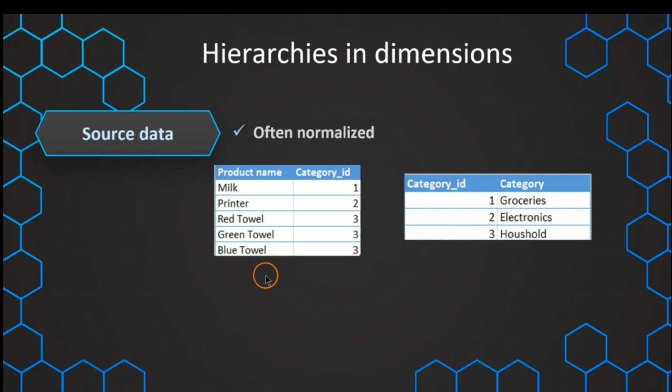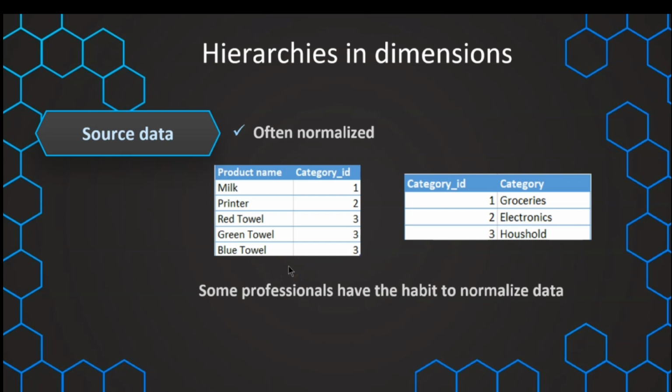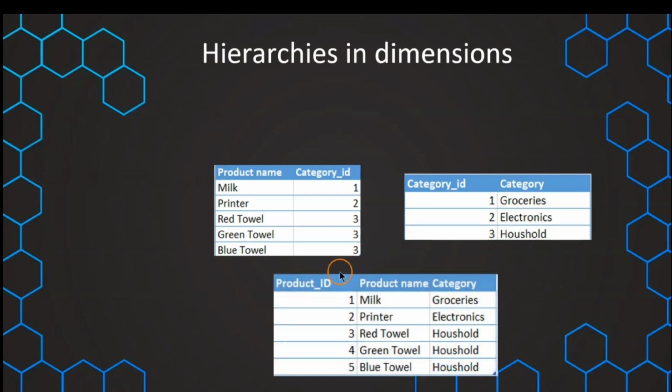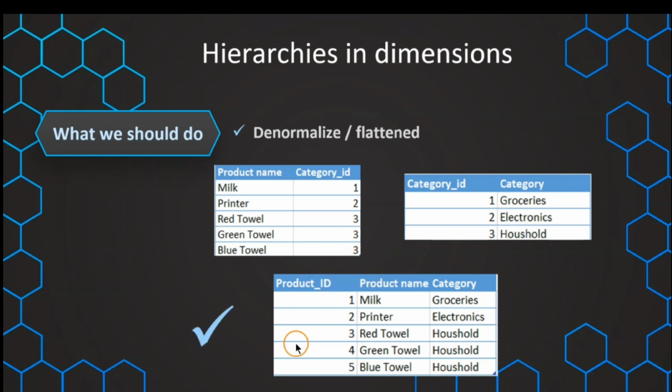And there are some people, especially the ones that are a little bit more experienced in data modeling, who have the habit to normalize the data. So even if the data is not normalized in the source data, they tend to normalize it, because it is good for certain cases. But this is not the case, as we've learned, in the data warehouse. And here we should really resist that habit to normalize the data because it's bad for usability and we should avoid it. Instead, we should try to flatten the data. So we should try to denormalize the data. And this is now the way to go.